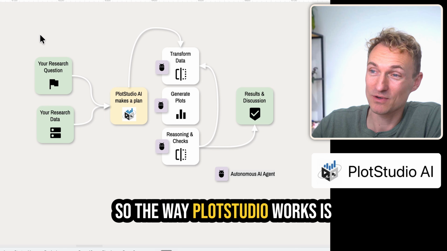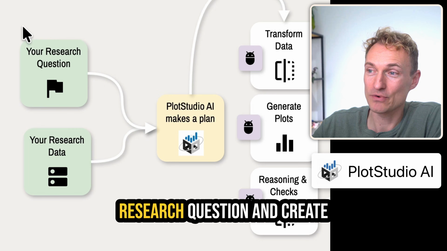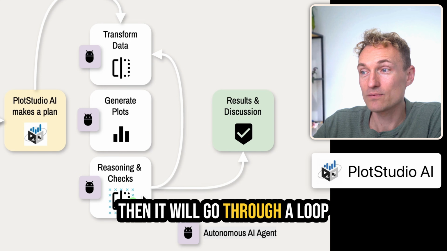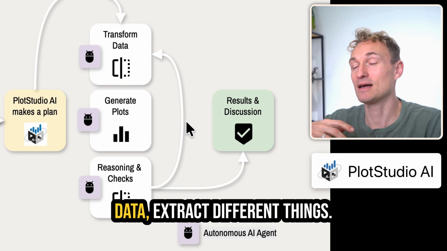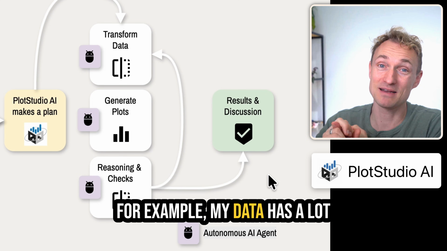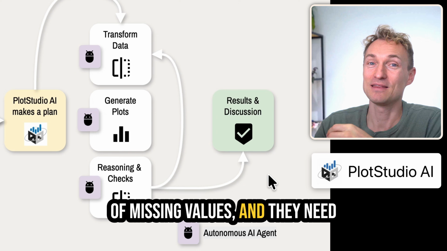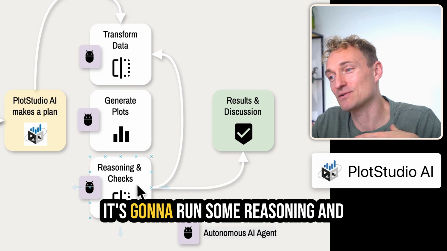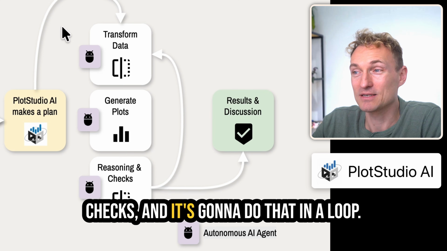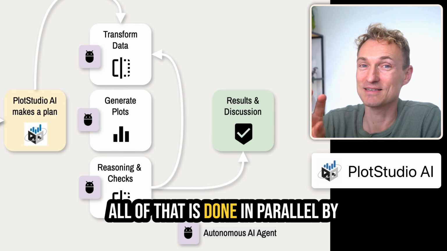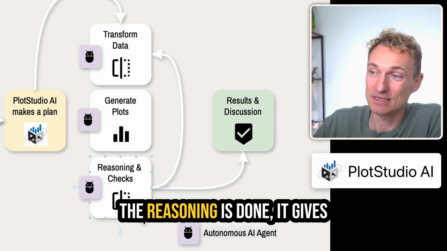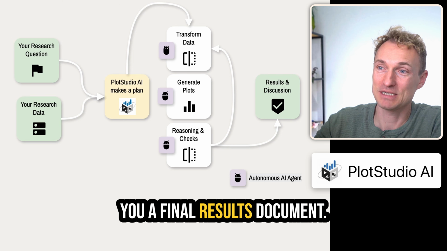So the way PlotStudio works is that you give your data and your research question and create this plan that I've just shown you. Then it will go through a loop, which will transform the data, extract different things. For example, my data has a lot of missing values and they need to be either imputed or removed. Then it's going to generate some plots. It's going to run some reasoning and checks, and it's going to do that in a loop. All of that is done in parallel by multiple AI agents. And then after the reasoning is done, it gives you a final results document.